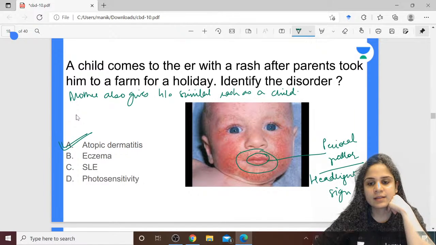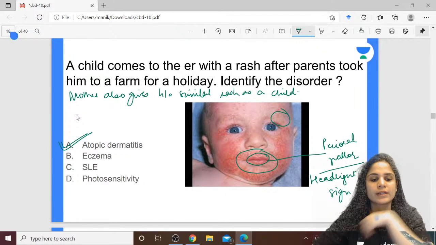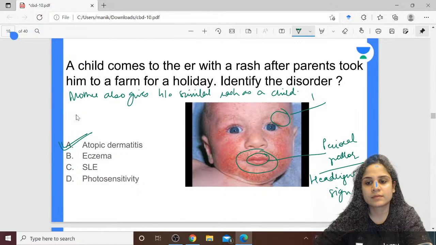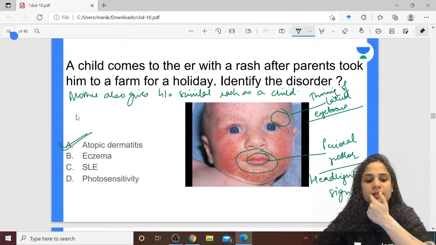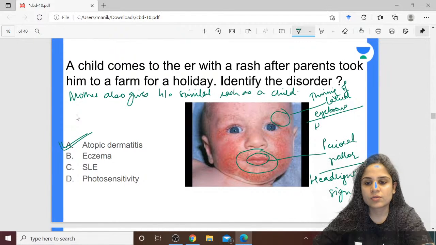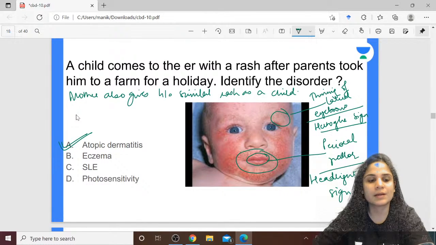The next sign is the lateral half of the eyebrows are showing thinning. What is the name of that sign? Lateral half of eyebrows are showing thinning. What is the name of that sign? Headlight sign is perioral pallor, seen in atopic dermatitis. Very good, Nimish. So the lateral half thinning of the eyebrows is called as Hertoghe sign. Okay, that is nothing but madarosis. Madarosis means thinning of eyebrows. So you can see over here, what you can see is Hertoghe sign.